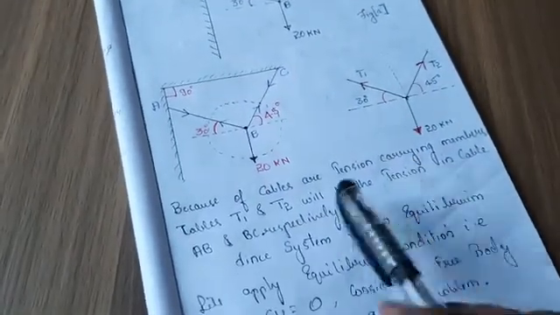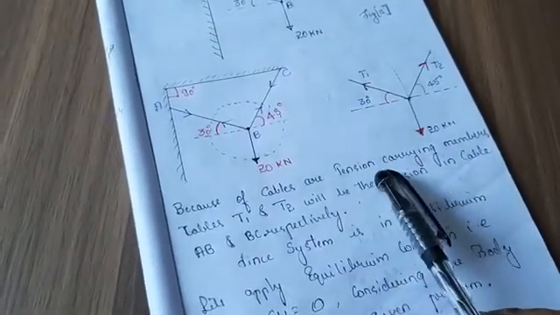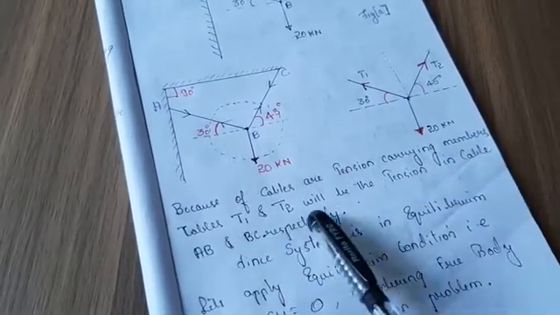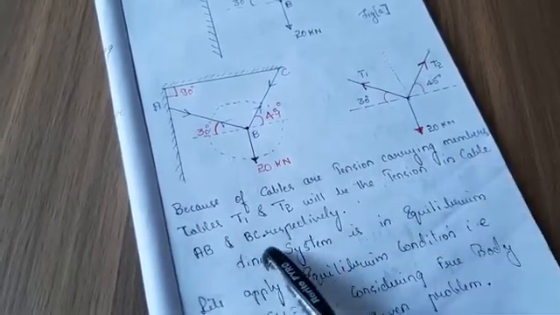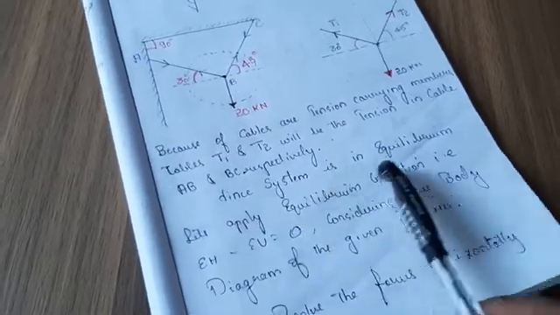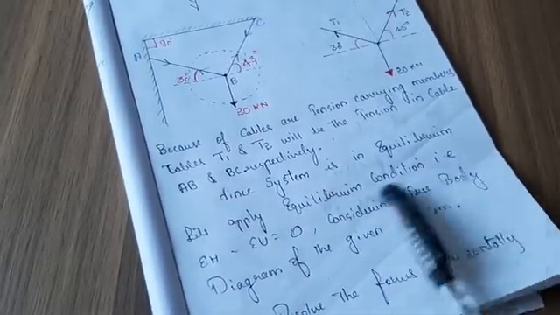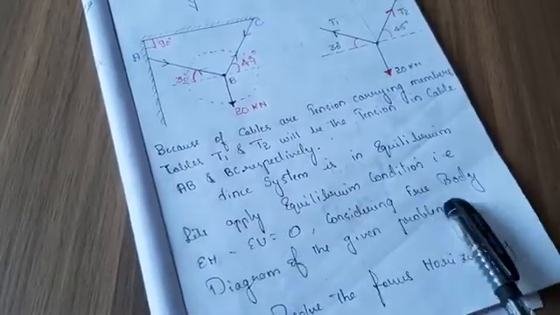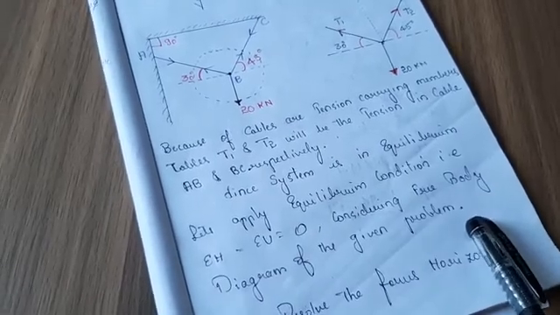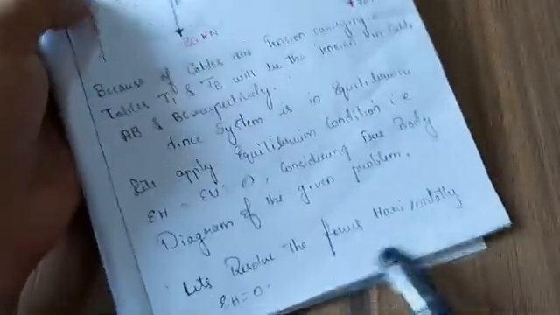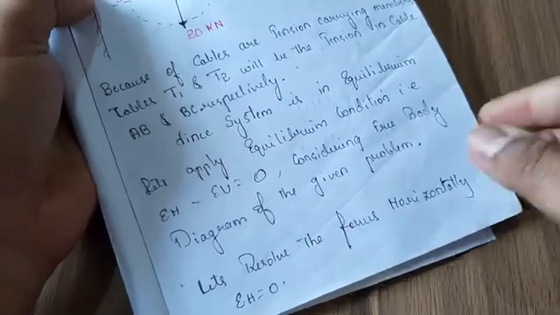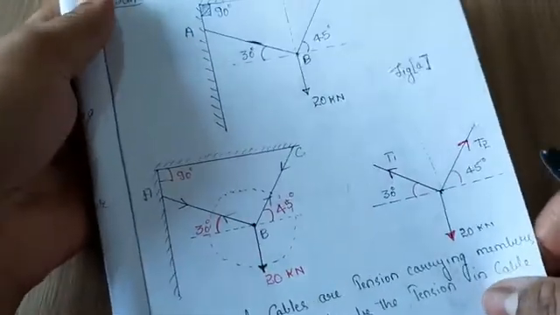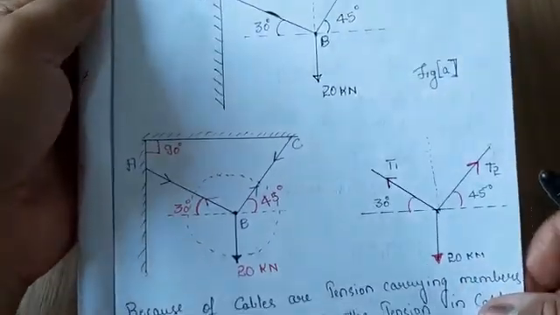Now because the cables are tension carrying members, T1 and T2 will be the tensions in the cables AB and BC respectively. Since the system is in equilibrium, let's apply the equilibrium conditions, that is sigma H and sigma V equal to 0, considering the free body diagram of the given problem. Now let's resolve the forces horizontally, that is sigma H equals 0. Please kindly take a snapshot of this sketch.